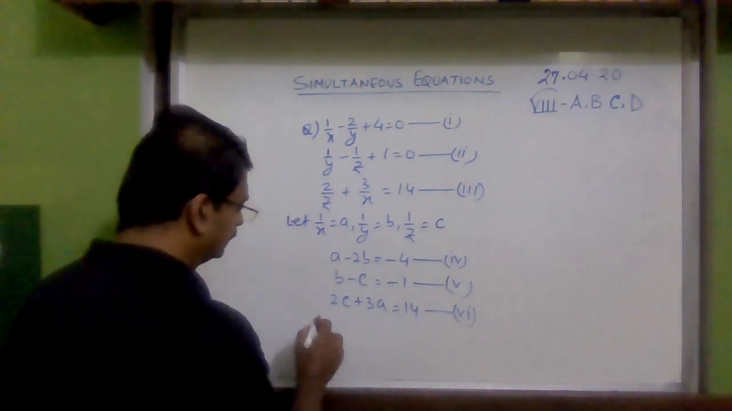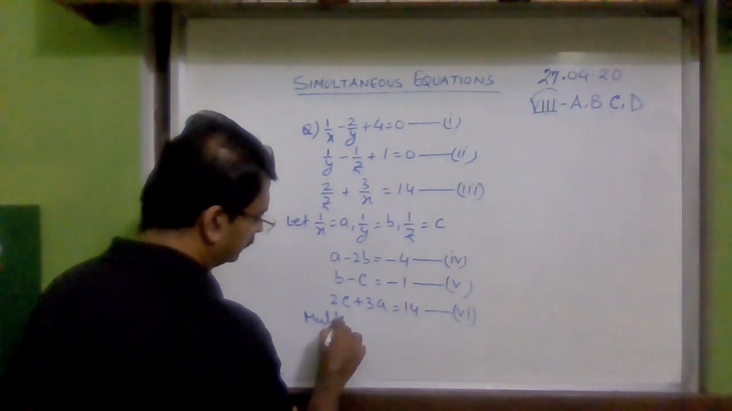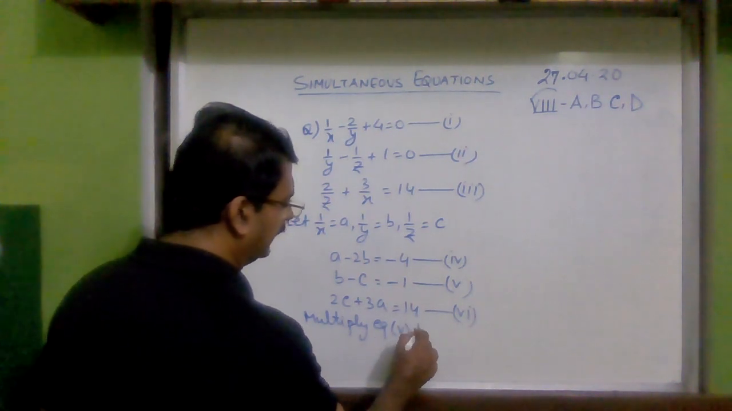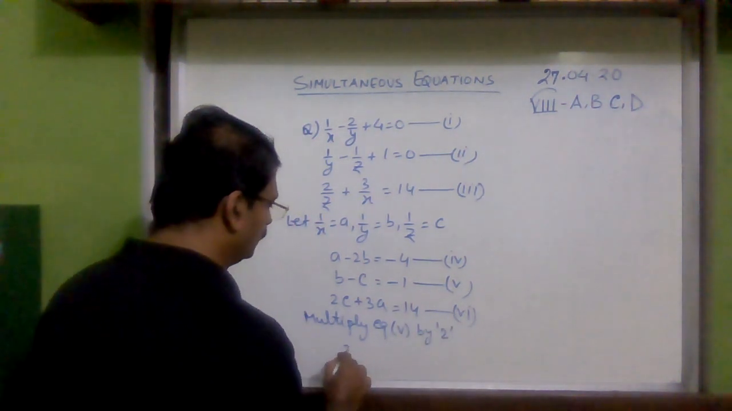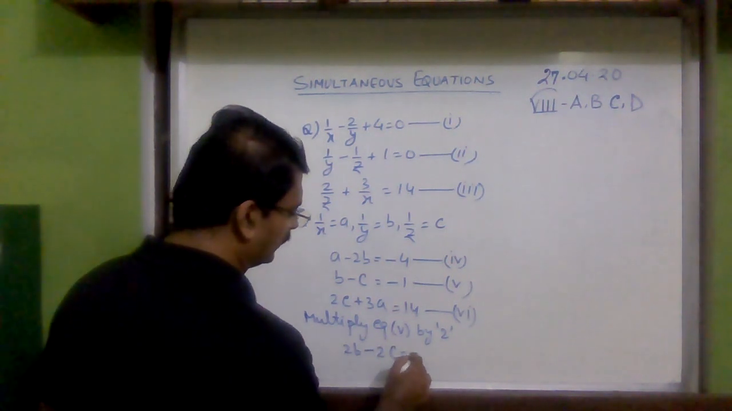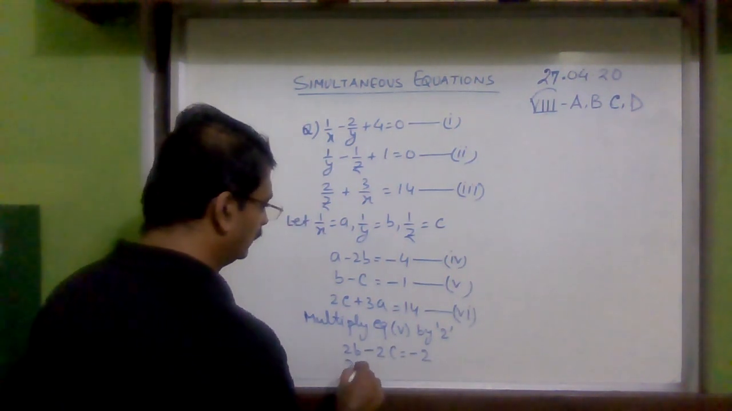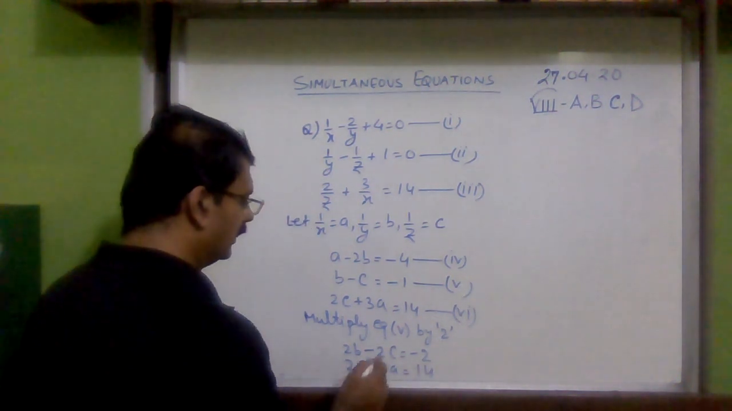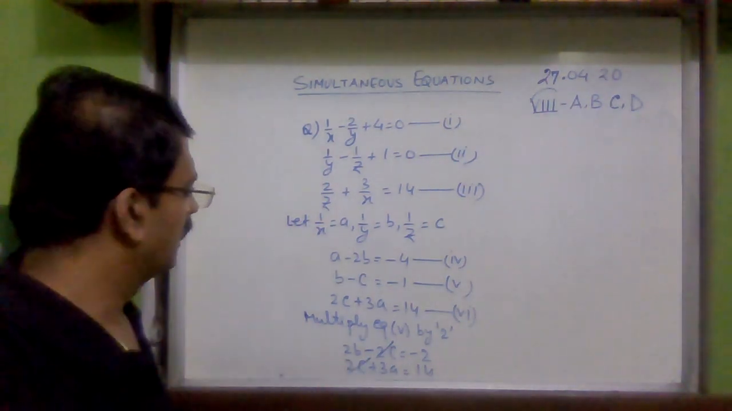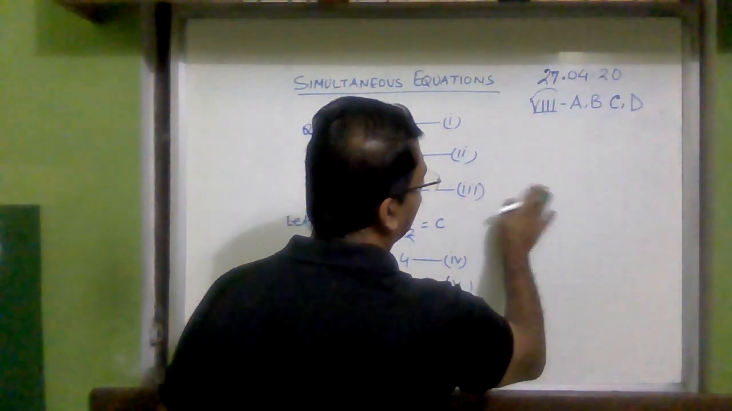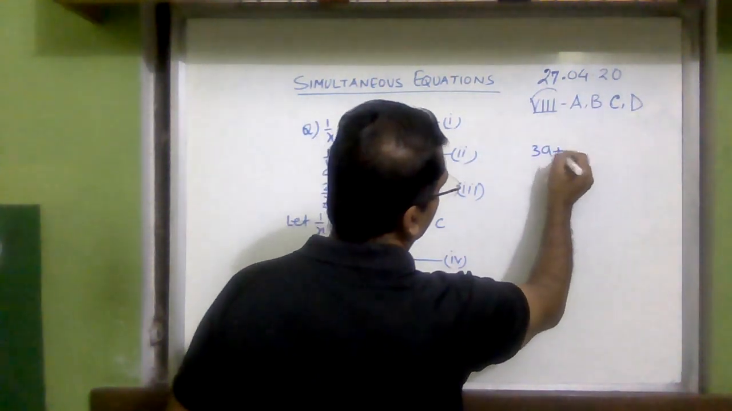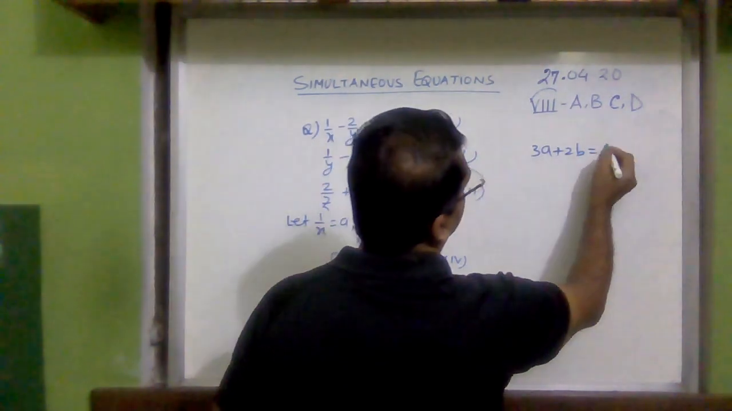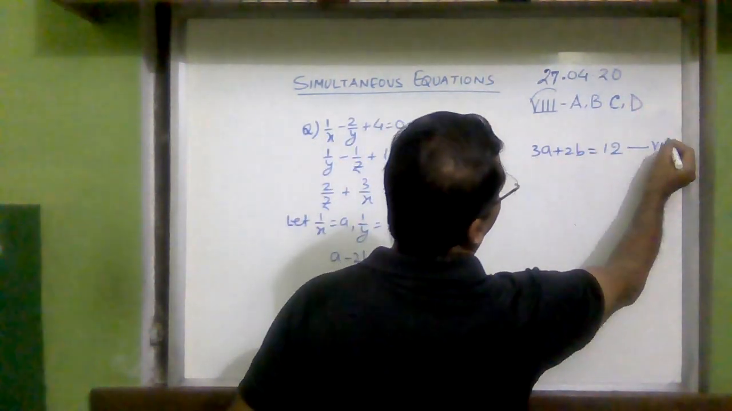So multiply equation 5 by 2. So it is 2b minus 2c is equal to minus 2. Below it you write down 2c plus 3a is equal to 14. Now minus 2c plus 2c cancels out. So 3a plus 2b is equal to 14 minus 2, that is 12. This is equation number 7.